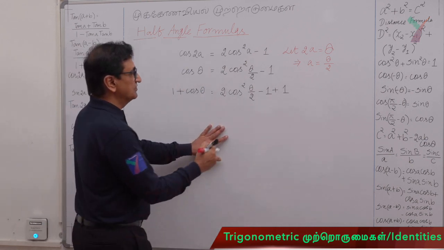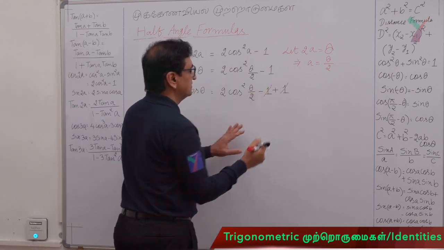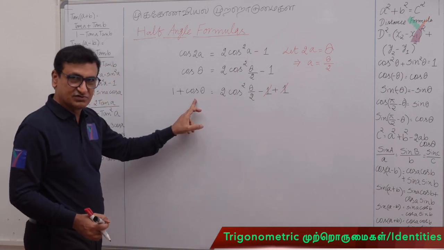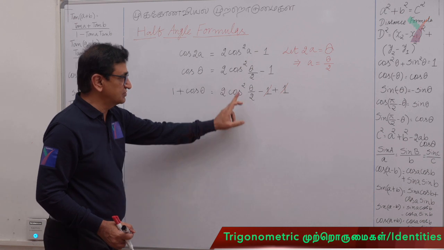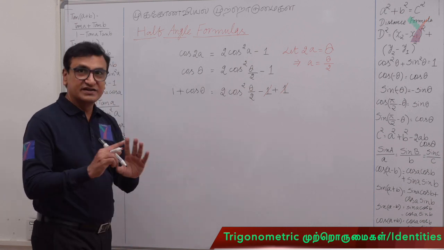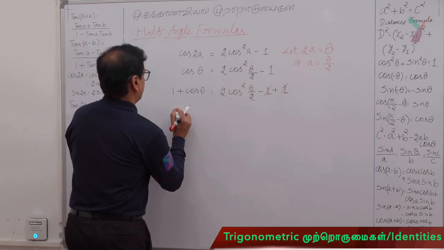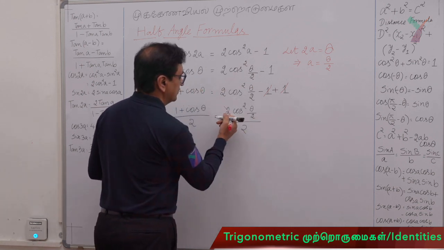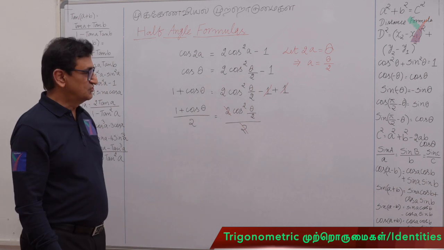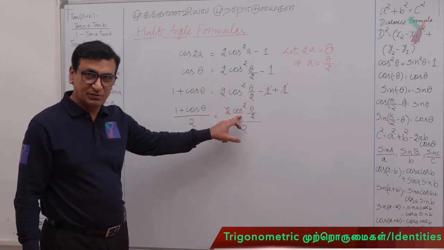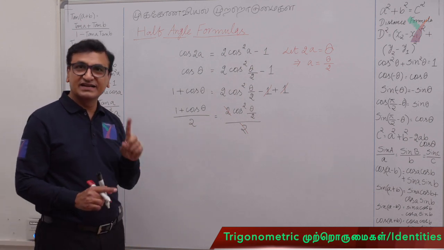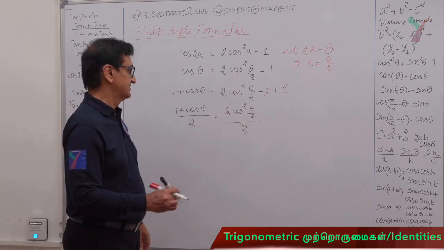Okay, so this 1 and 1 get cancelled. So there is nothing here, 0 here. So you will have 1 plus cos theta equals 2 cos square theta by 2. Then divide by 2 on both sides. And 2 and 2 get cancelled. So we have cos square theta by 2 equals 1 plus cos theta divided by 2. And take square root on both sides.